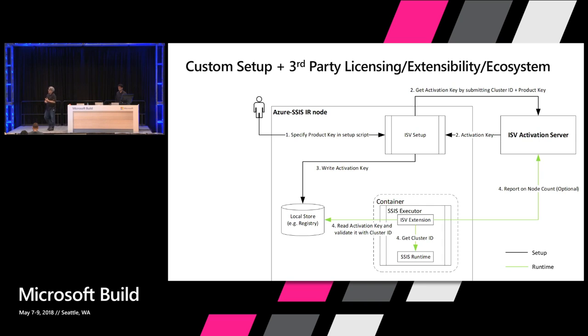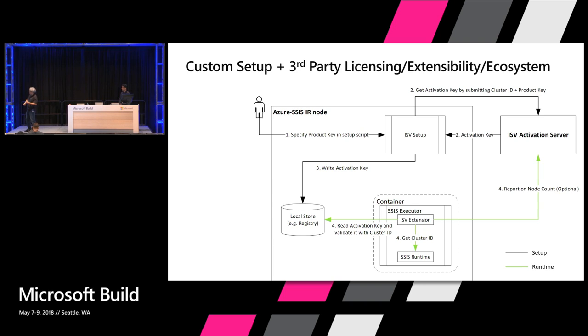And this is a typical way for an ISV to license their component. Their customer can go to their website and buy a product, for example. And they bring the product key and have a pre-made custom setup. And he will configure his IR with this product key and custom setup.